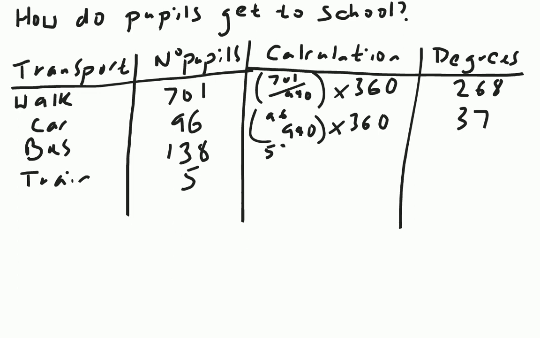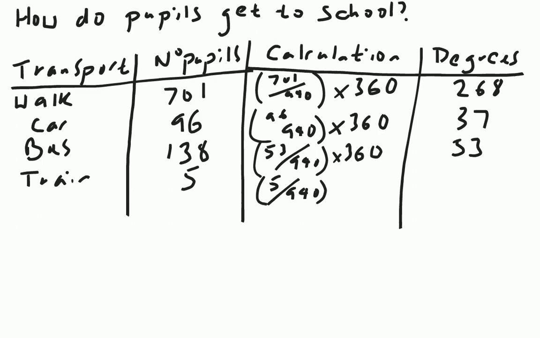Then we take 138, divide it by 940, times by 360, 53 degrees. And then if we take those 5 pupils in the last one, divide them by 940, times them by 360 degrees in a circle, gives us 2 degrees. Now if you want to pause the video there and check the working out, or to practice it, then please have a go before we move on to the next step.